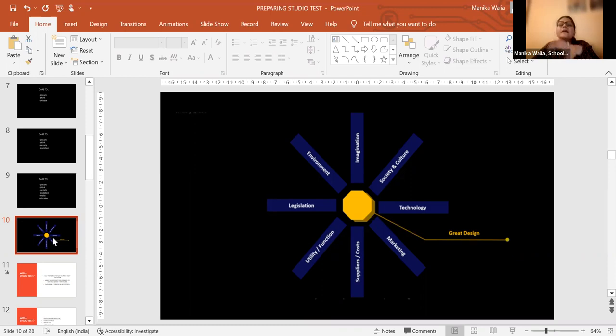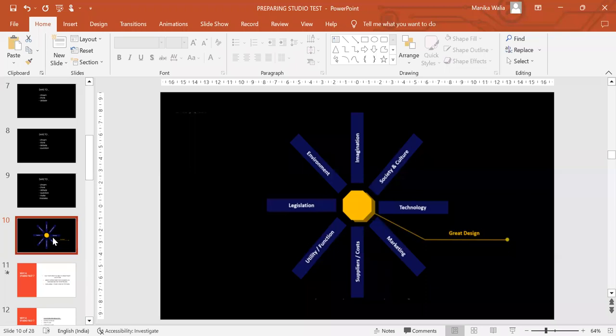So to make a great design, these are the parameters which you all have to learn and understand, because design is not about good or bad. In case you all have to be successful, this is a 360 degree angle which you all have to study.